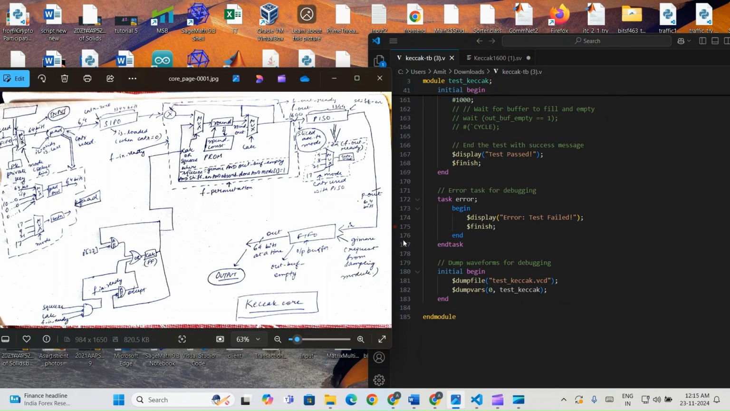Next, we have part 7, that is error handling, which lies in lines 171 to 177, that is from here, line 171 to line 177 in the provided code. If any unexpected results occur, that is, in case of an error, the error task terminates the simulation and displays a message. This facilitates debugging by pinpointing the issues which arise.